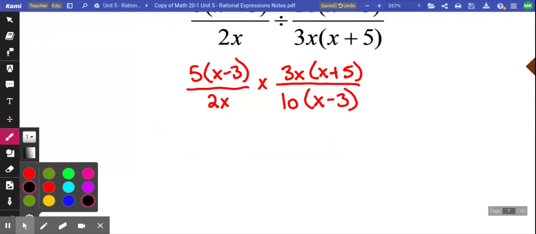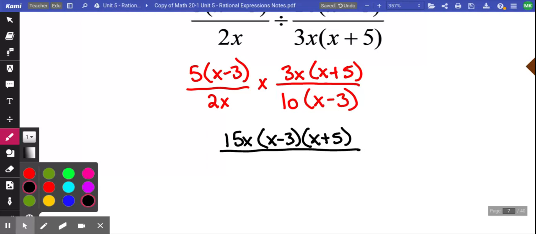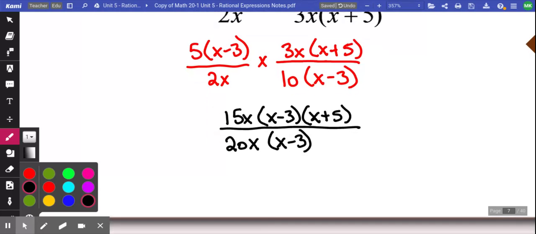So 5 times 3x is 15x. The x minus 3 and the x plus 5, I don't want to expand them. I want to leave them like that. In the denominator, 2 times 10 is 20x, and then x minus 3. Now that it's a singular fraction, I can start to simplify things. The 15 and the 20 both divide by 5 to become 3 over 4.